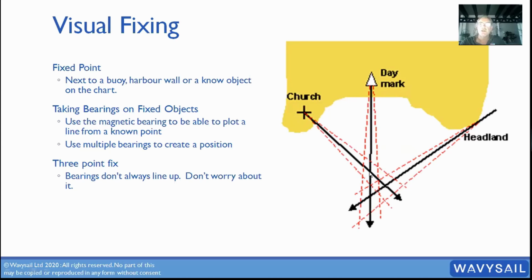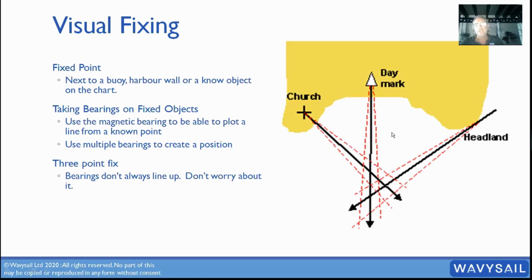You just put yourself closest to the danger. So if this was my 3-point fix, I would put myself there, so that even though I make a course to miss the headland, I'm never going to hit it. If I put myself here and the headland sticks out further, I could hit it. So you always put yourself closest to the danger. So you don't put yourself in the middle of the triangle. It's literally the point that's closest to land.